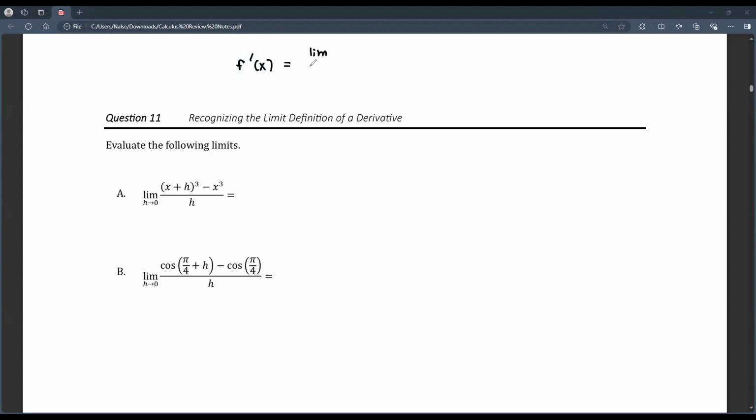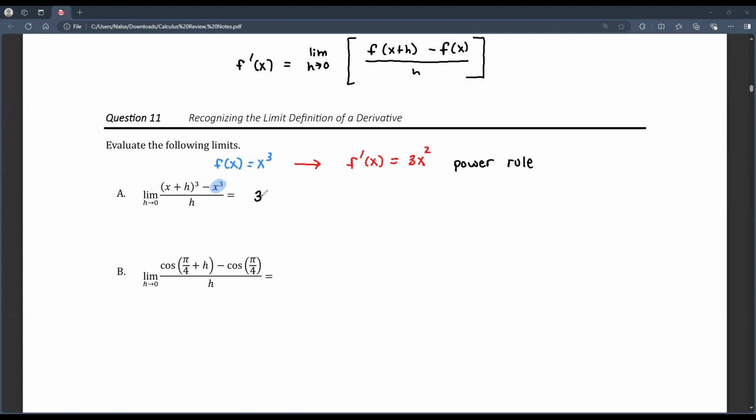Question 11 will be our last problem. Do you see anything interesting about these limit statements? They are in the format of the limit definition of a derivative. In part A, we see that f of x is equal to x cubed. Its derivative is 3x squared. By using power rule, we can evaluate this limit, because both are valid ways of finding a derivative.